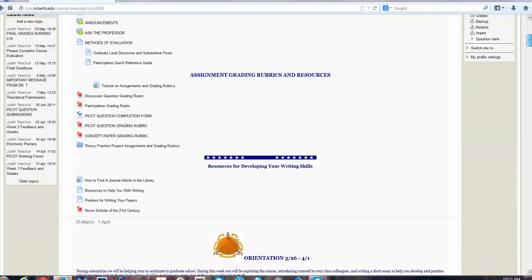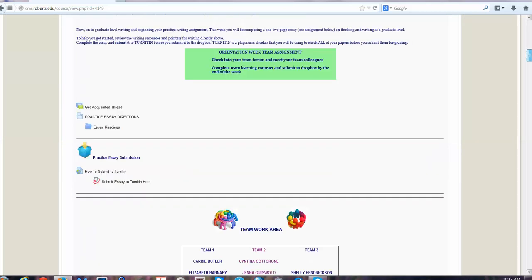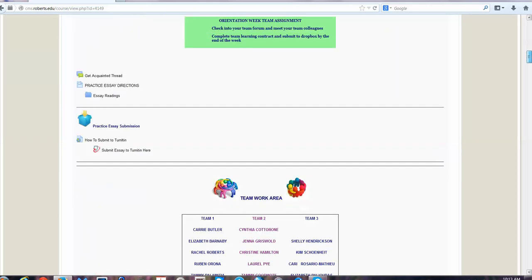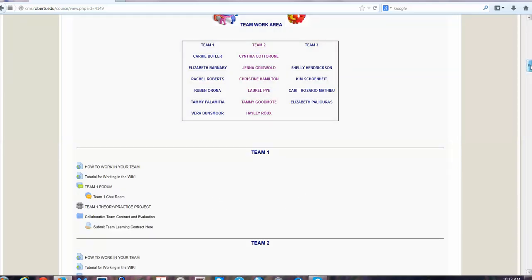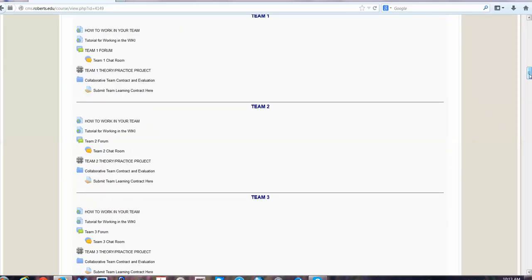I'm going to show you that students get assigned to be in teams. Here's the teamwork area. So you can see where they've been given 3 teams and students have been assigned to these teams. Then underneath it, they each have a team area to work. In that team area, they have some directions for how to work in their wiki, a tutorial created with a video tutorial process like Snagit. They have a team forum where they can talk to one another.